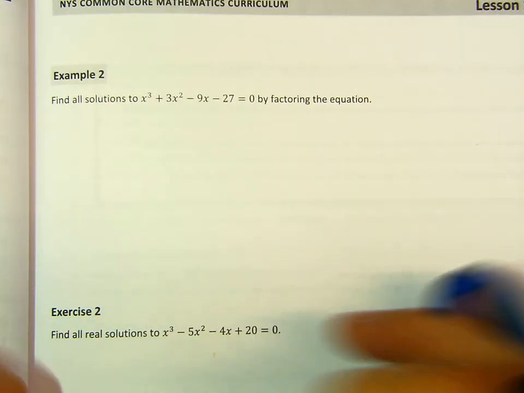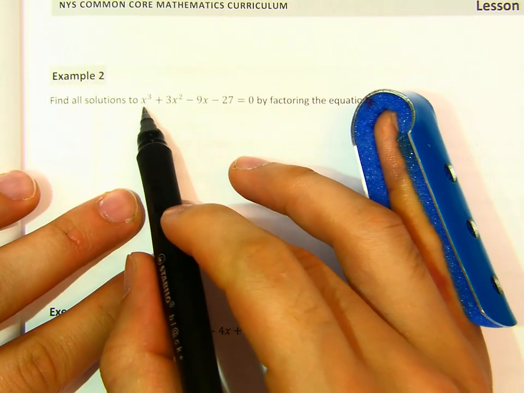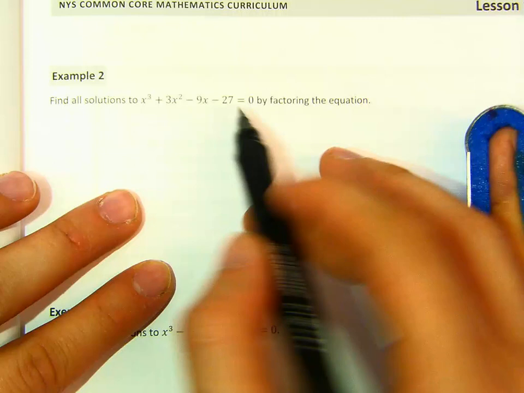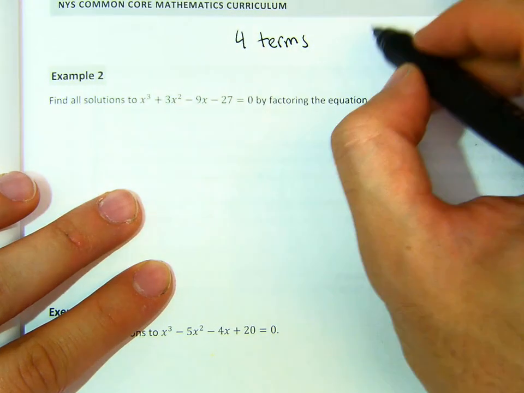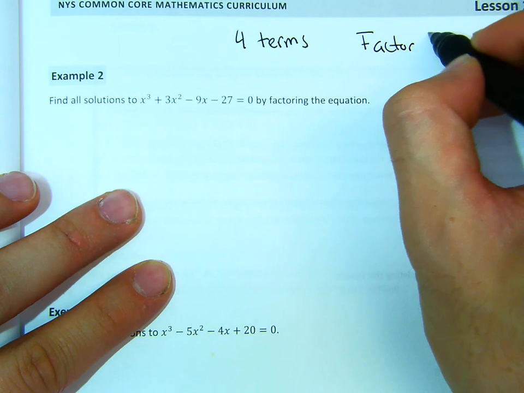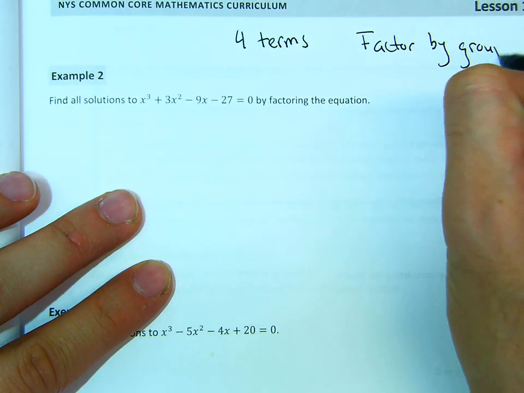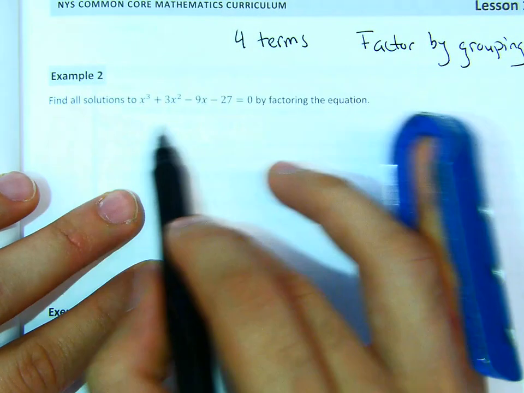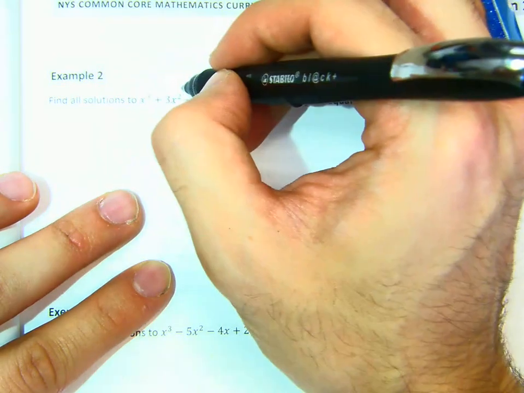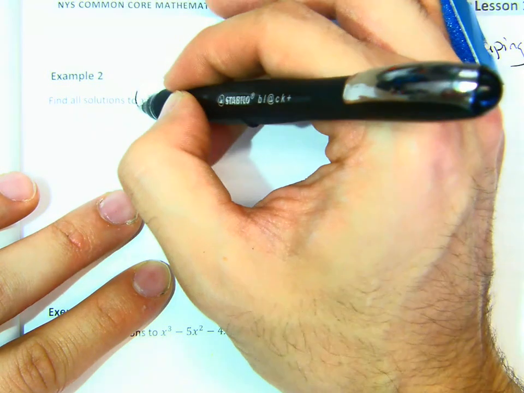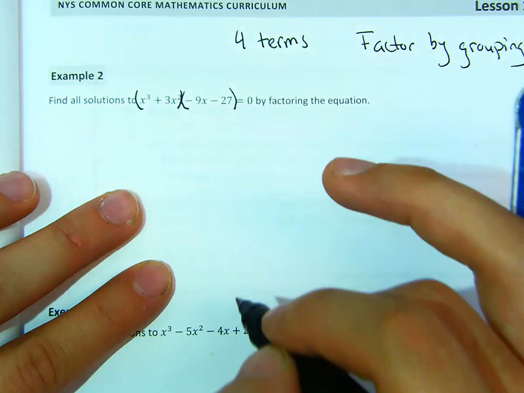Now notice, how many terms do we have? We have 1, 2, 3, we have 4 terms, right? And when we have 4 terms, we like to do factor by grouping. Okay? So how do I solve for x by doing factor by grouping? Well, let's see. What's the first move for factor by grouping? Parentheses, parentheses, parentheses, parentheses. All right?